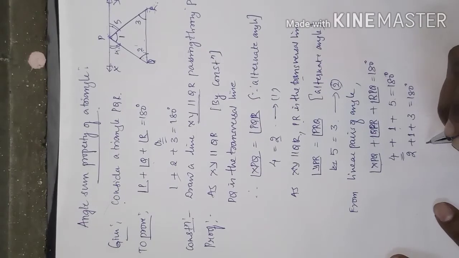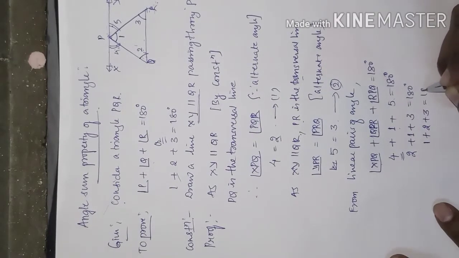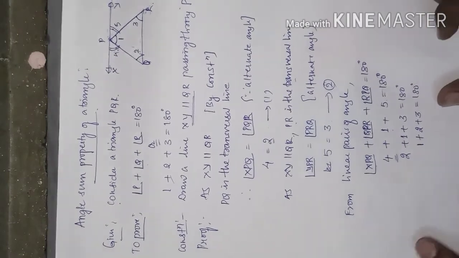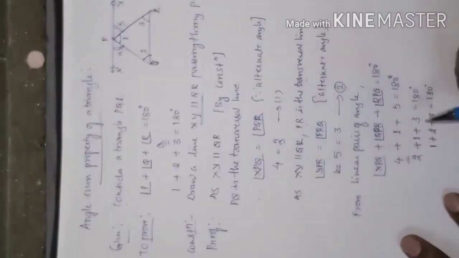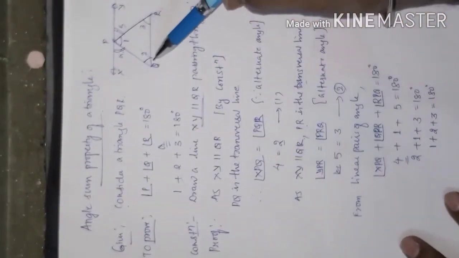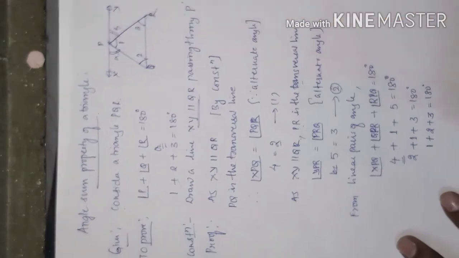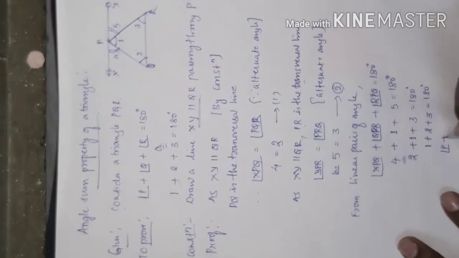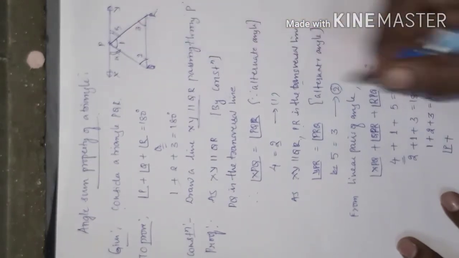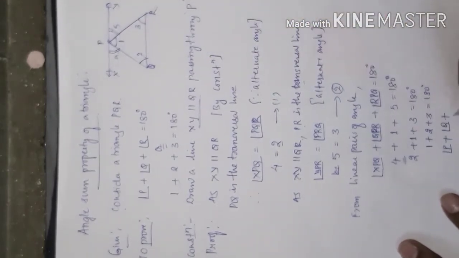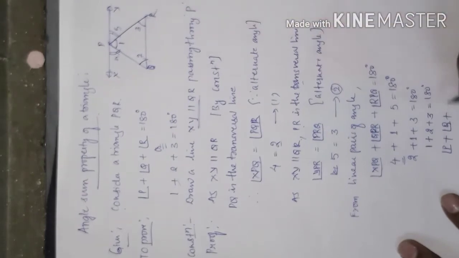So we will write it properly. Angle 1 plus angle 2 plus angle 3 is equal to 180 degrees. Angle 1 is representing QPR, which means angle P. Angle 2 is representing angle Q. Angle 3 is representing angle R.